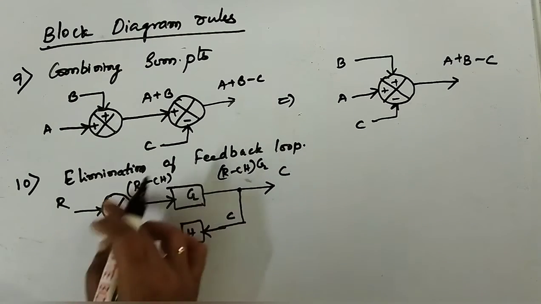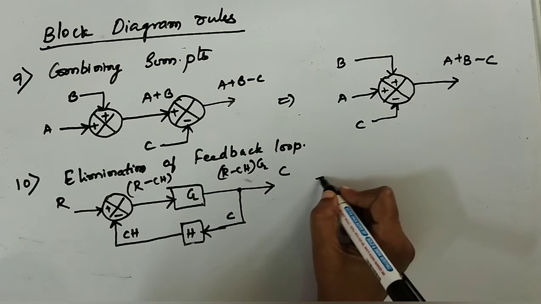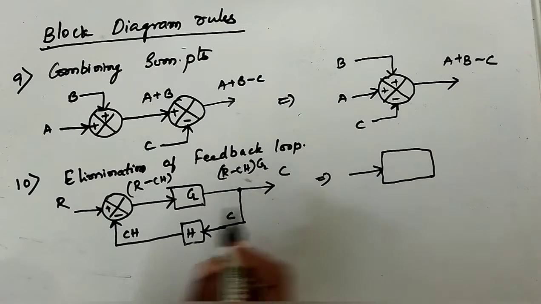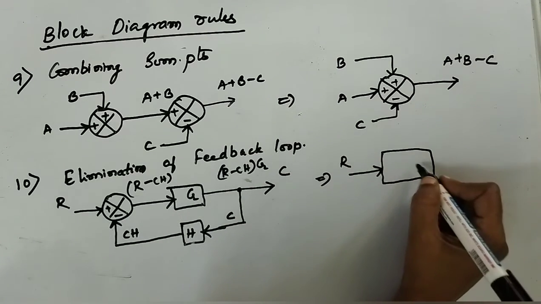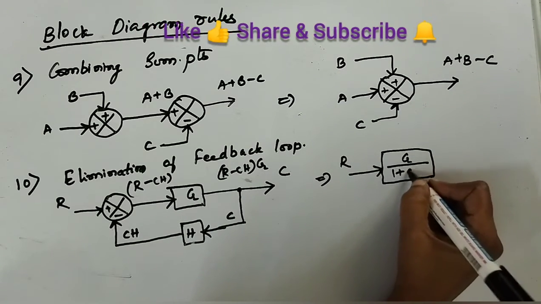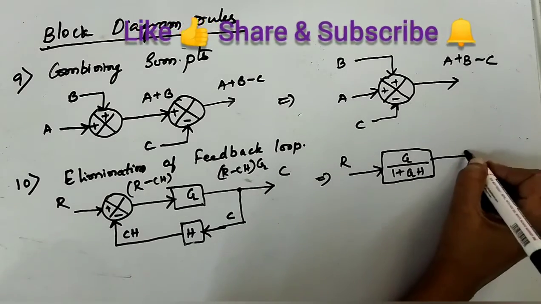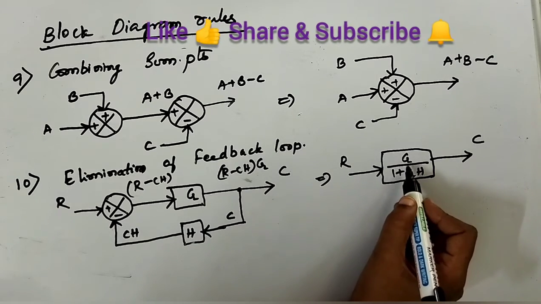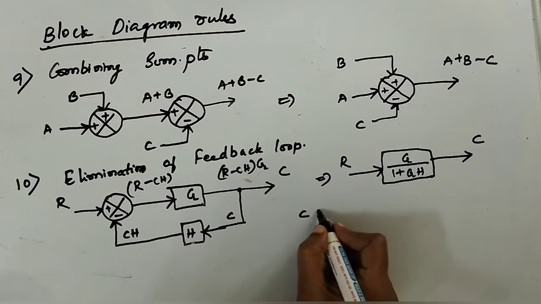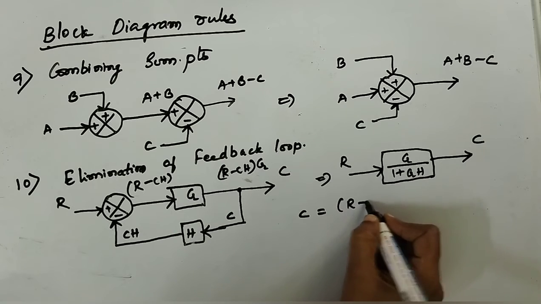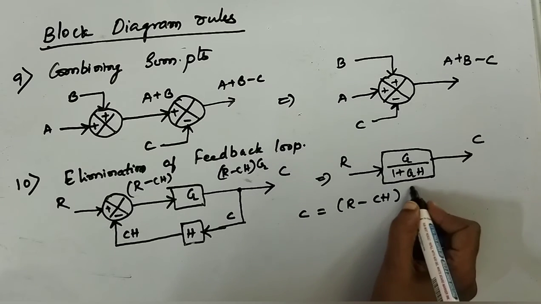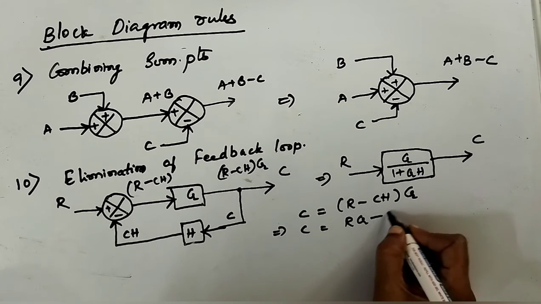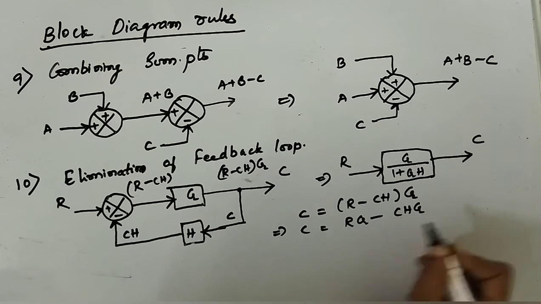All this complex block is now being reduced into a simple single block. R is the input, that would leave us with G by 1 plus GH. The output is C here. Let's see how we derived this G by 1 plus GH. C equals R minus CH into G. C equals RG minus CHG.